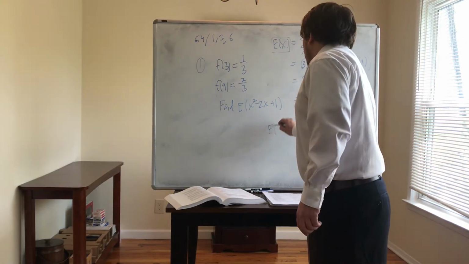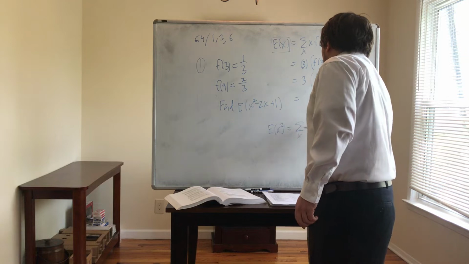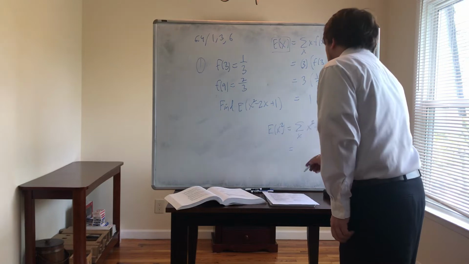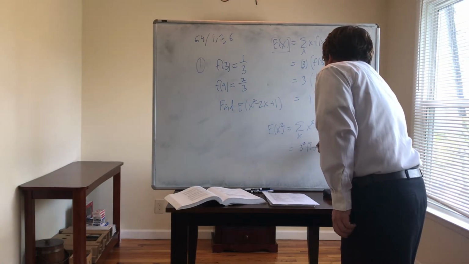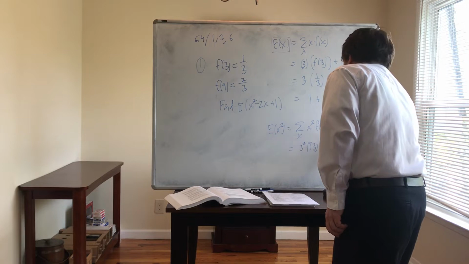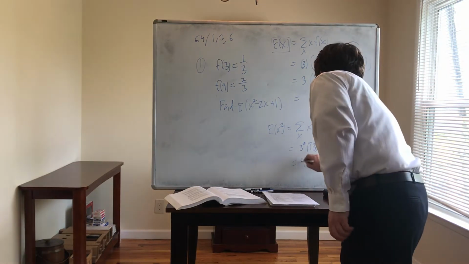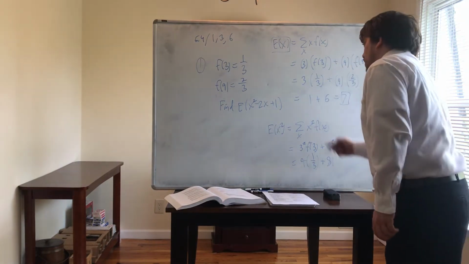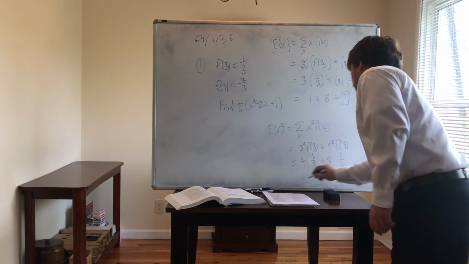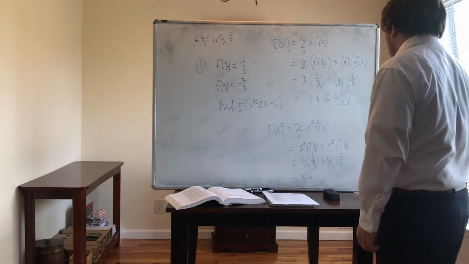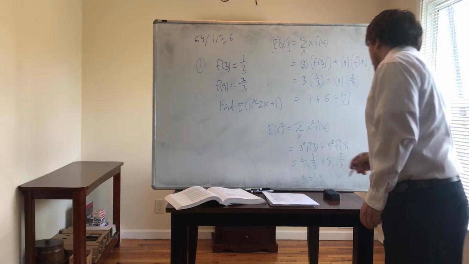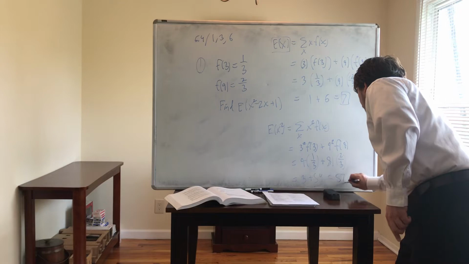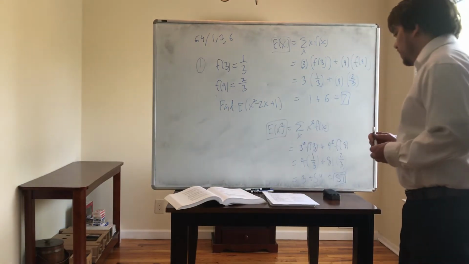And then e of x squared is the sum over all possible values of x squared f of x. And so this is equal to 3 squared times f of 3 plus 9 squared times f of 9. And so that's equal to 9 times 1/3 plus 81 times 2/3. And so this is equal to 3 plus 54. 81 over 3 is 27, 27 times 2 is 54. So 3 plus 54 is 57. And so e of x squared is 57.